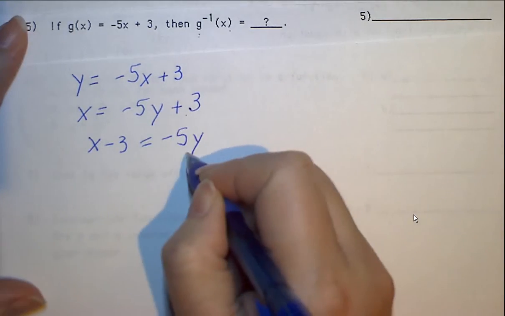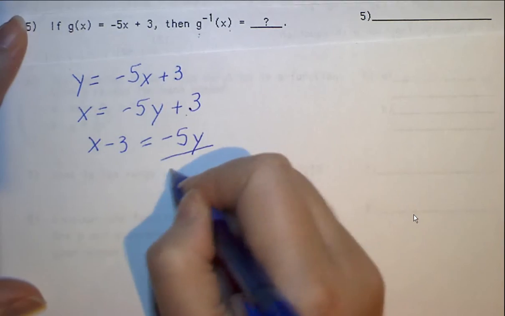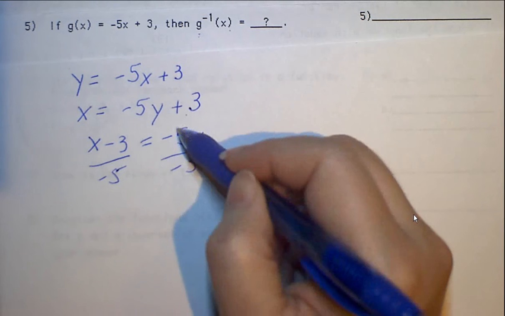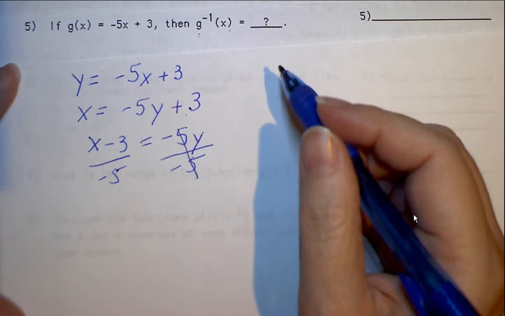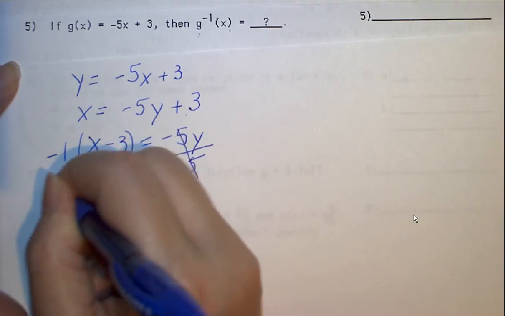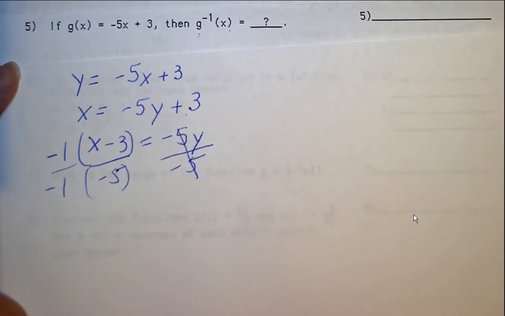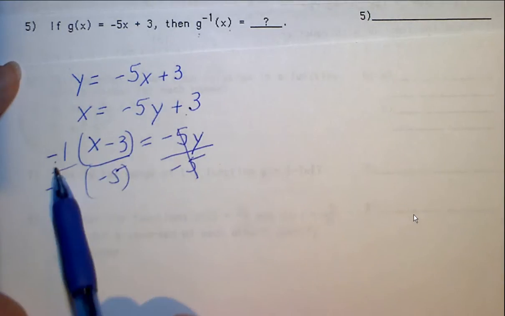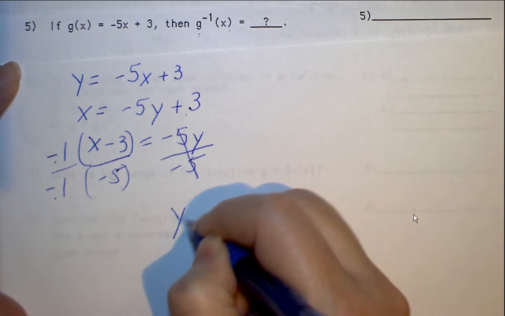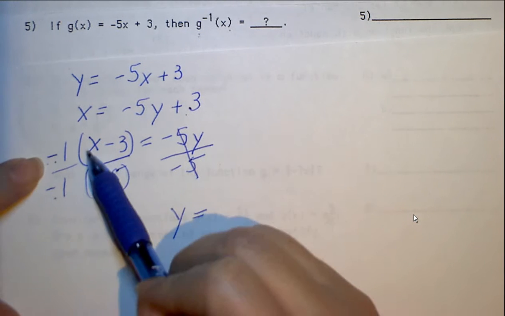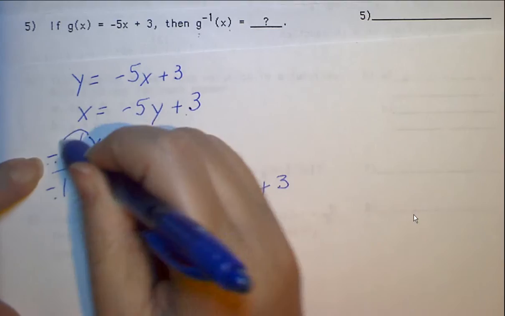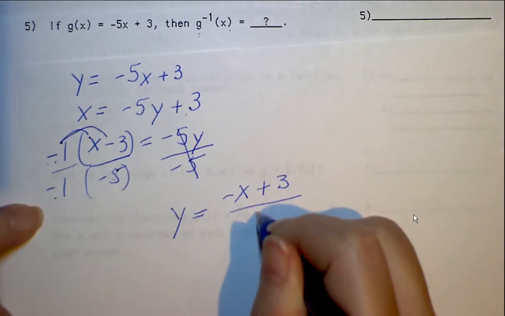Then I'm going to divide by a negative 5. Because I don't want a negative on the bottom, I'm going to multiply the top and bottom by a negative 5, or a negative 1, so that the negative won't be on the bottom anymore. So that means I get y equals, and that's a negative x plus 3, because it has to distribute, all over your 5.